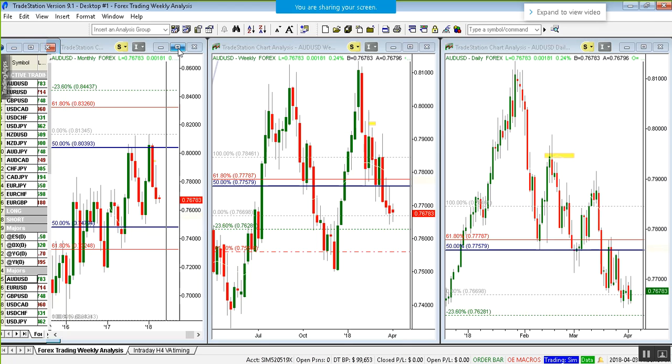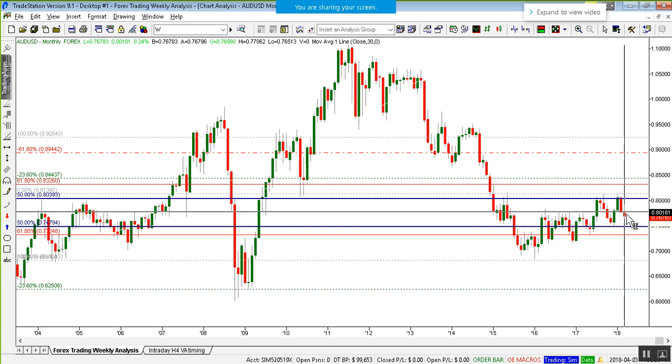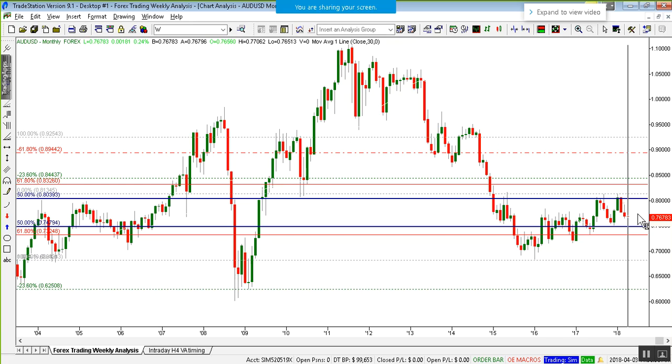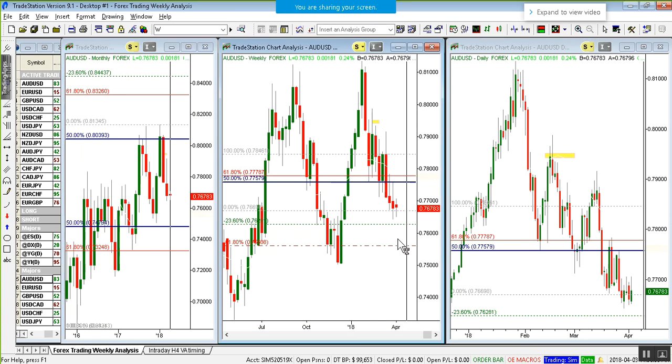Australian dollar, US dollar, the 80.39 came into play here 3 times since last year, and this market seems to be directed to testing the 74.80, but it's not going to go there in a straight line here.